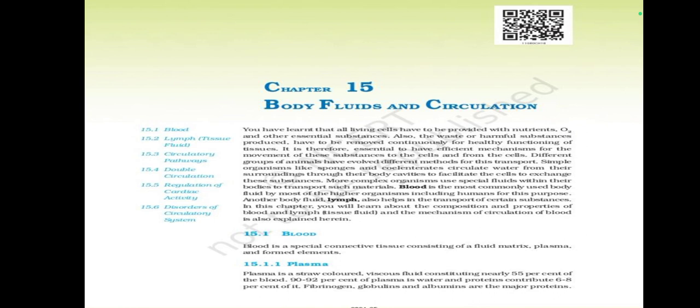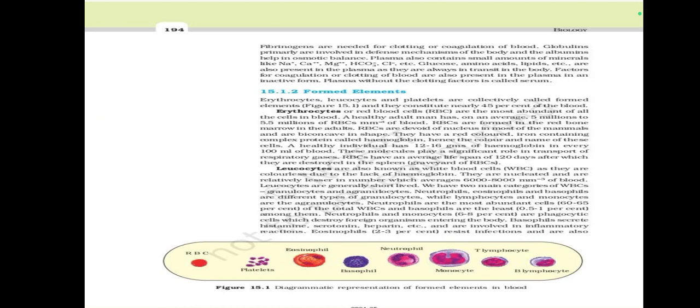Fibrinogen, globulins, and albumins are the major proteins. Fibrinogens are needed for clotting or coagulation of blood. Globulins primarily are involved in defense mechanism of the body, and the albumin help in osmotic balance.